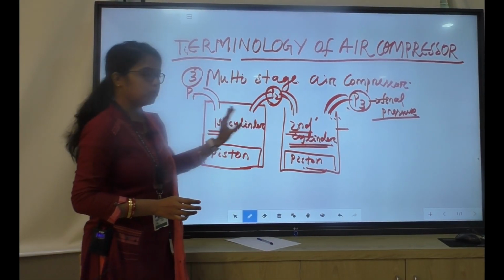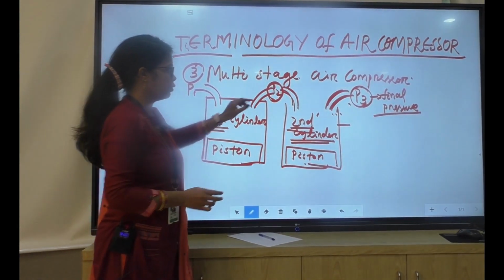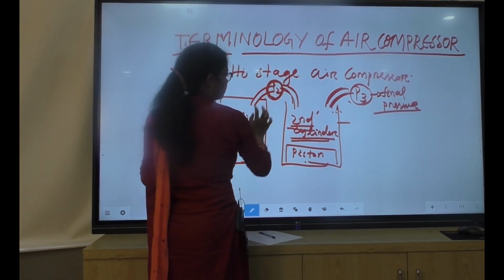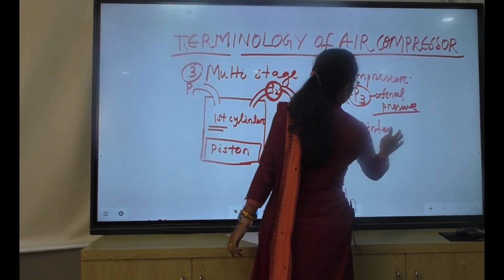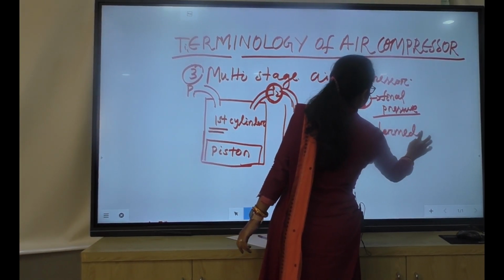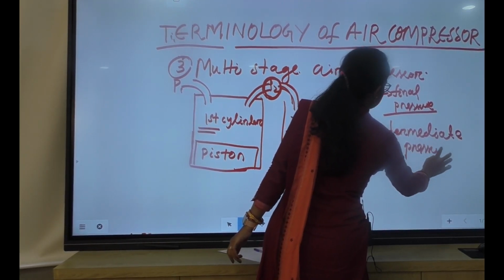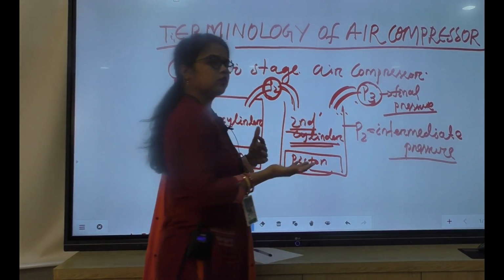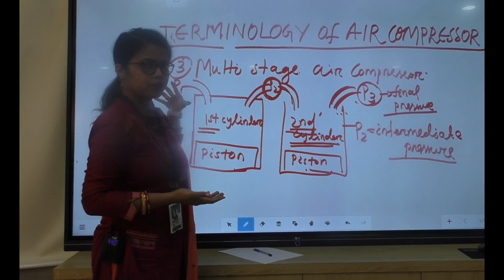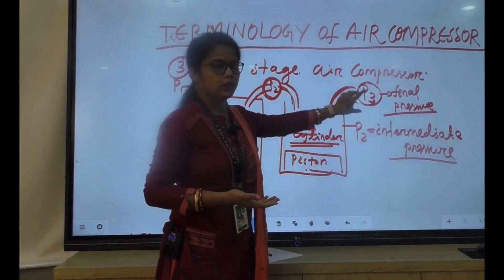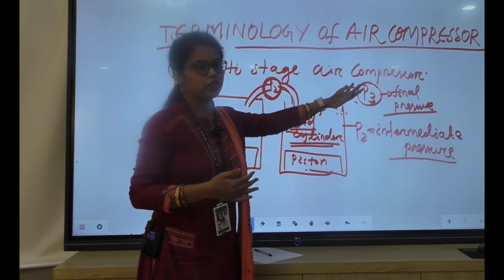This is the concept of the multi-stage air compressor, but I will definitely tell you about this P2. What is P2? P2 is called the intermediate pressure. That means that pressure is in between the inlet pressure and the final pressure. Suppose inlet pressure is 1 and the final pressure is 20, and P2 is the intermediate between the 1 and the 20 bar pressure.